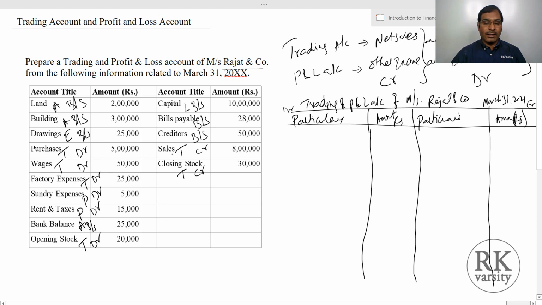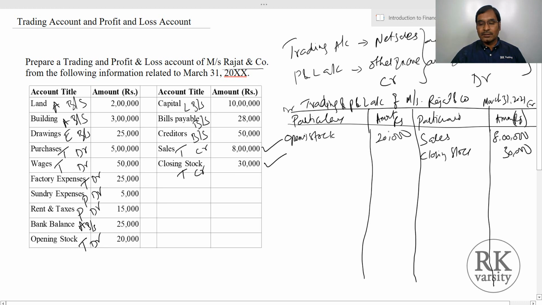First we look at the trading account credit balances. One is sales and the second one is closing stock. We have sales worth rupees 8 lakhs. Then we have closing stock worth rupees 30,000. So these two are posted, and we'll mark a tick here. Then on the trading account debit side, we have purchases, wages, factory expenses and opening stock. We'll start with the opening stock, 20,000. As this is posted, we mark a tick here.